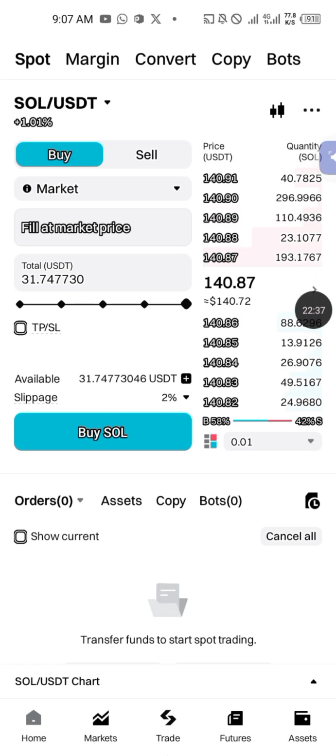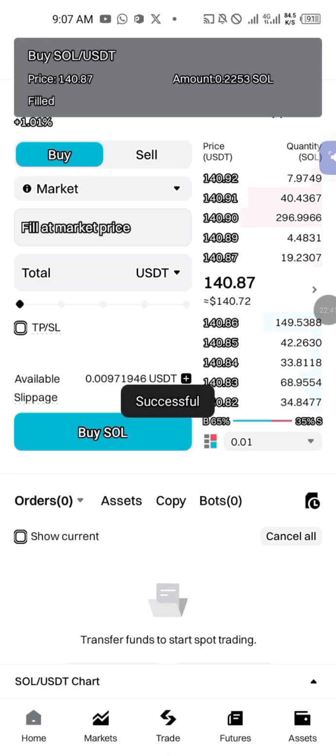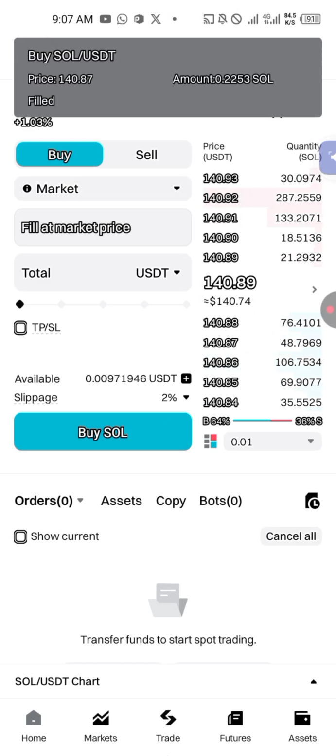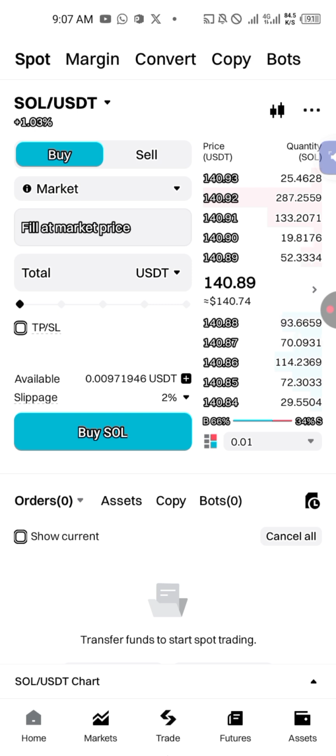Then you just buy and your market will execute immediately. You tap on confirm. So right now you can see that I've already bought 0.2 Solana with my current balance, right? So if Solana is going up, I am going to make money, and if Solana is going down, I'm going to lose money. But even though you are losing money on Solana, it's not the coin you are losing. You are only losing the money, like the price.